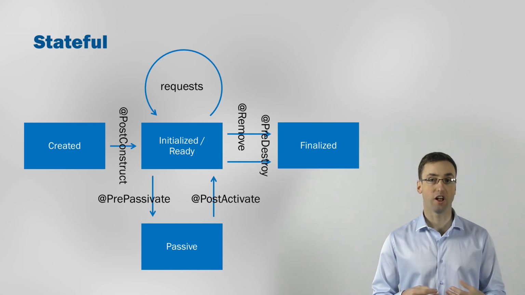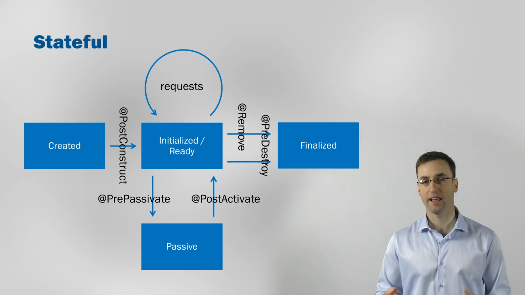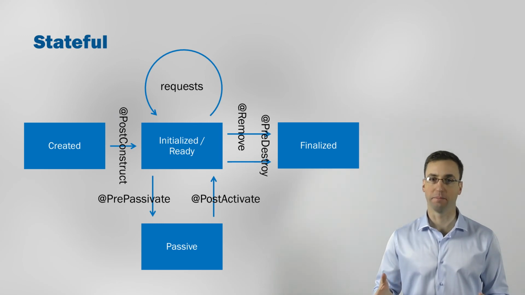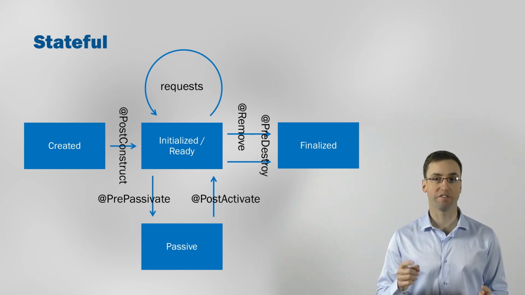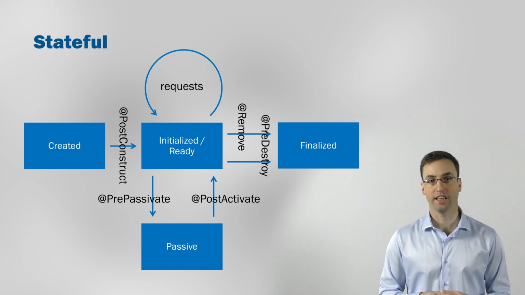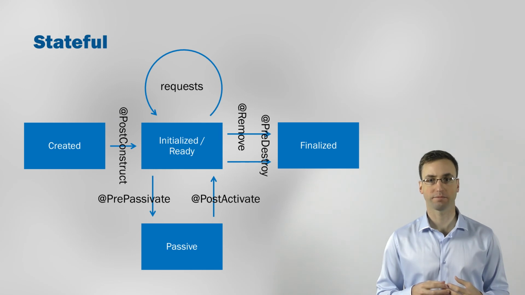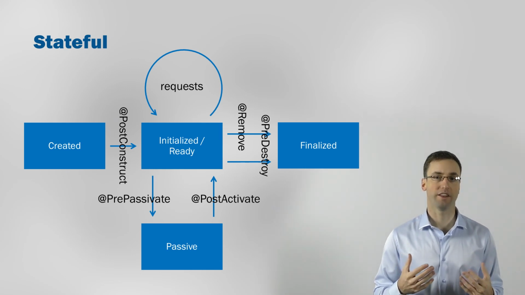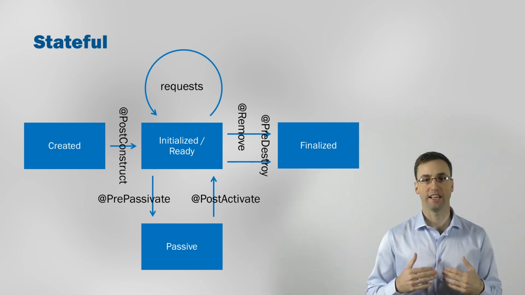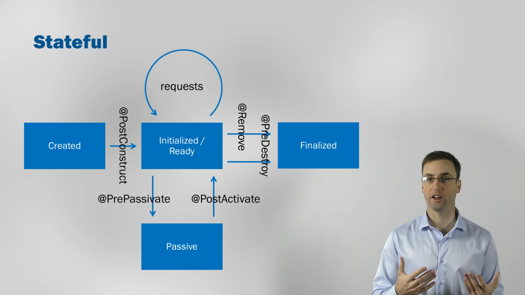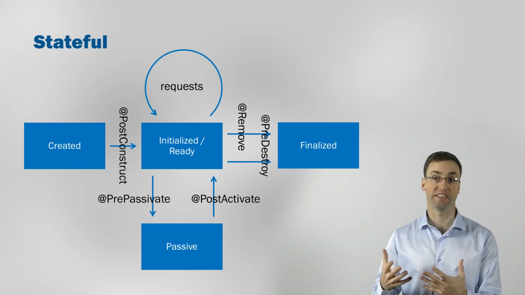When the client code needs to use the bean again, the application server will recreate an instance of the bean and then call a post-activate method for the bean to do any reinitialization. Finally, there's an extra arrow from initialized to finalized. If you annotate a method on your stateful bean with the remove annotation, then right after you call that method, the application server will remove the bean. So the remove annotation is the way you can write your own custom close or finalize method that also tells the server that the use of the stateful bean is finished, it's ready to be discarded.